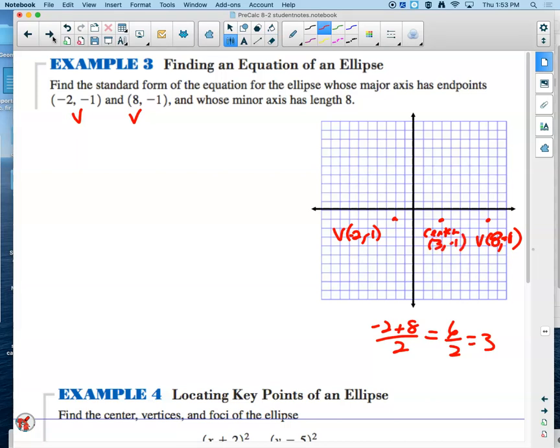So there it is. I just found h and k. H is 3, k is -1. While I'm at it, let me figure out what a is. So a is going to be the distance from the center to the vertices. And we had a 3, -1, and an 8, -1, which is a distance of 5. So my a value is 5. Now let me keep reading and see if there's more information. Its minor axis has a length of 8. Well, that tells me that if I split that, that's how far I'm going to have to go up and down. So from my center, I have to go up and down 4.